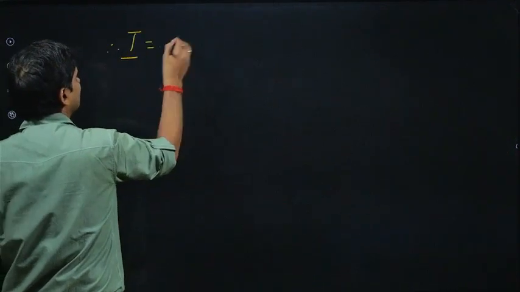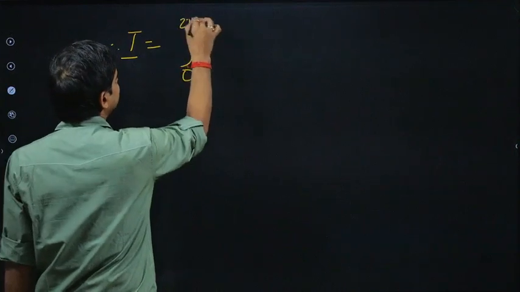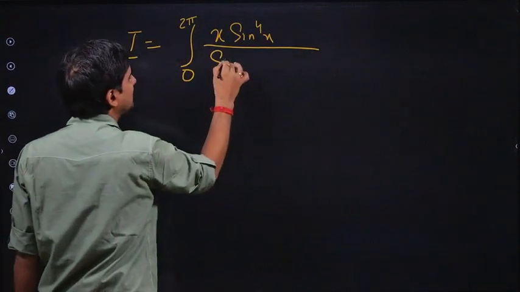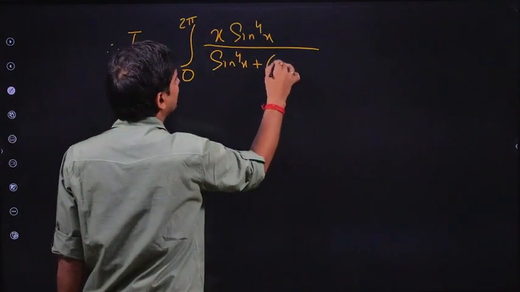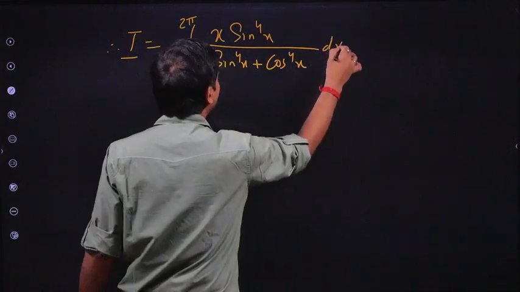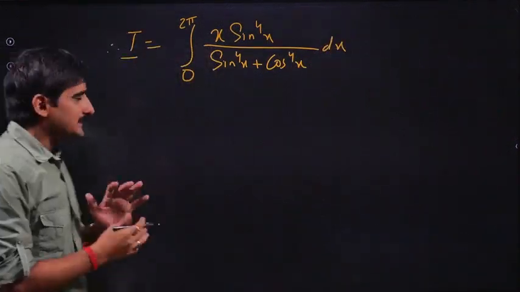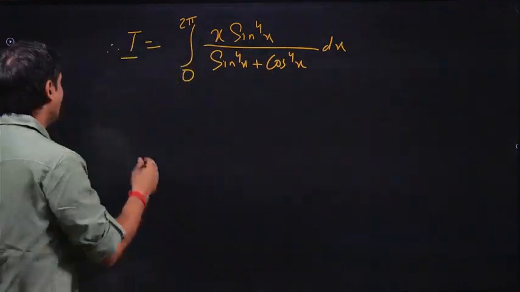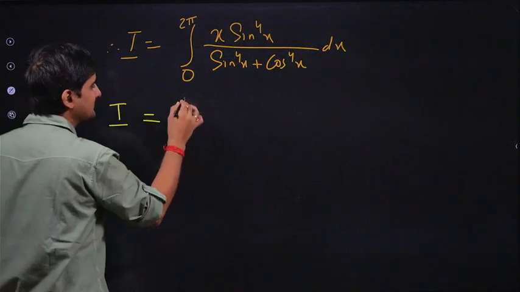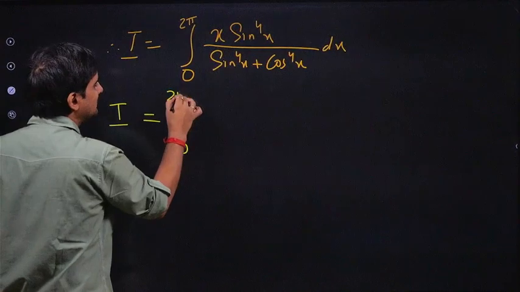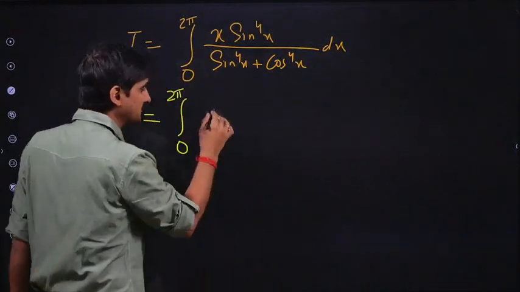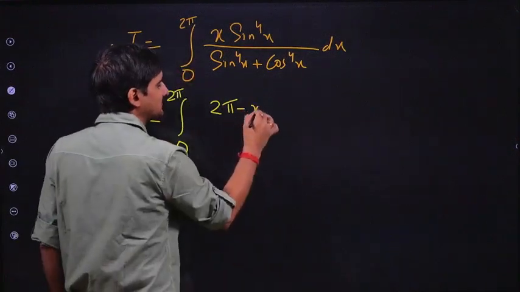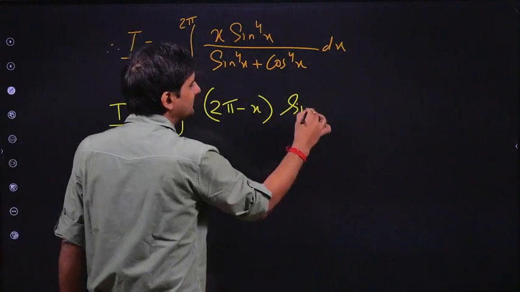So I will say, okay, the integral is 0 to 2 pi x sine raised to the power 4x over sine raised to the power 4x plus cos raised to the power 4x with respect to x. Okay. So that's the integral. So starting with Bahubali property. Applying Bahubali property, it says, okay, 0 to 2 pi, wherever we have x, we will be replacing it by the sum of upper and lower limit, which is 2 pi itself, minus x.